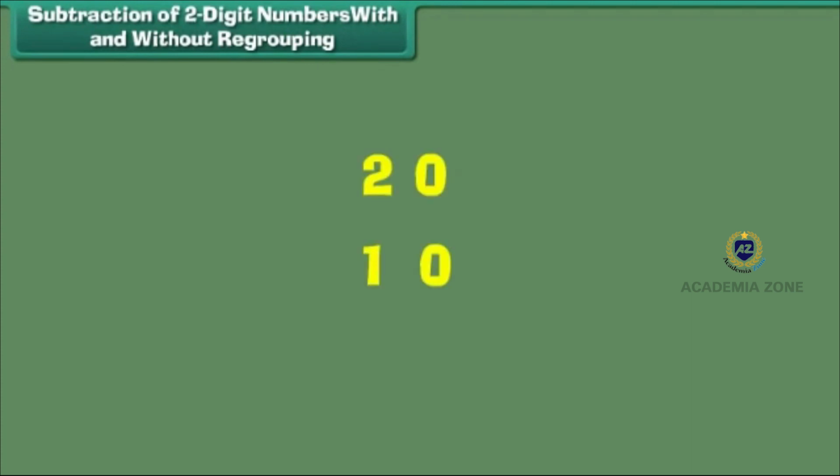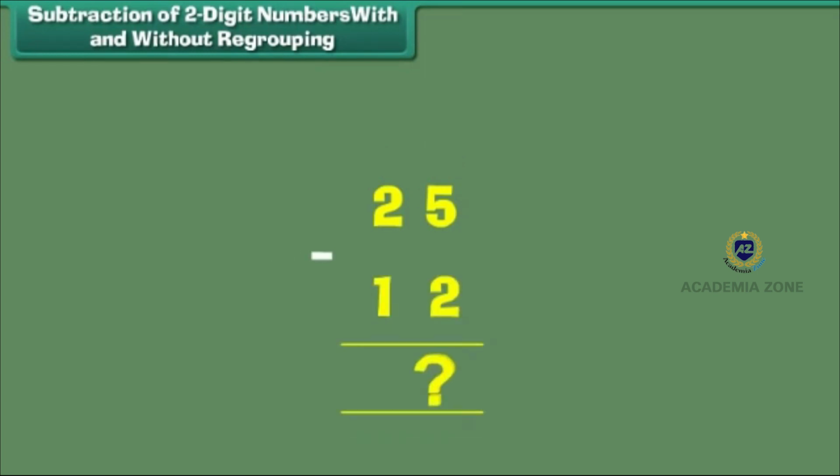Subtraction of 2-digit numbers with and without regrouping. Let us now learn to perform subtraction operation on 2-digit numbers. What is 25 minus 12? First, we subtract the digit at the ones place. 5 minus 2 is equal to 3. Next, we subtract the digit at the tens place. 2 minus 1 is equal to 1. Therefore, 25 minus 12 is equal to 13.